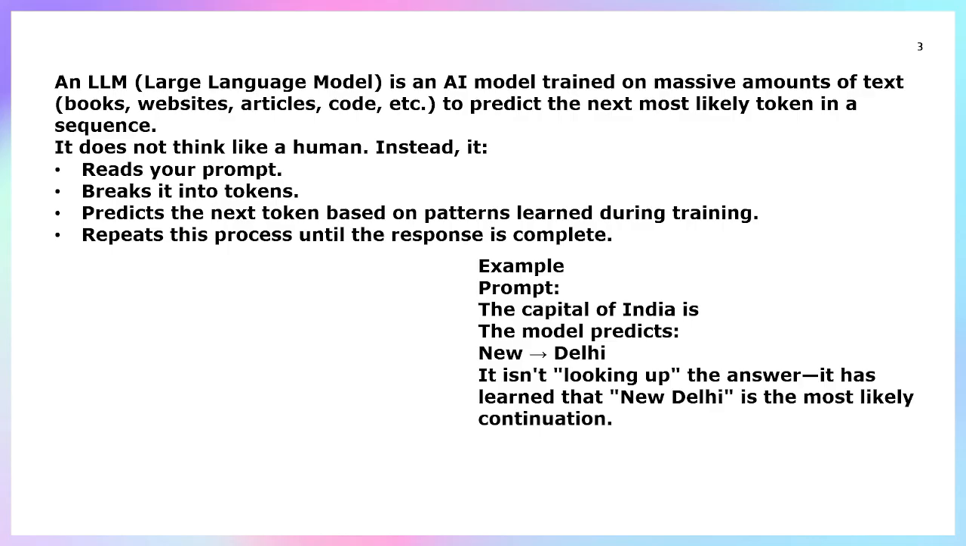For example, the capital of India is, so the model predicts New Delhi, right? It doesn't look up the answer; it has learned that New Delhi is more likely in continuation.